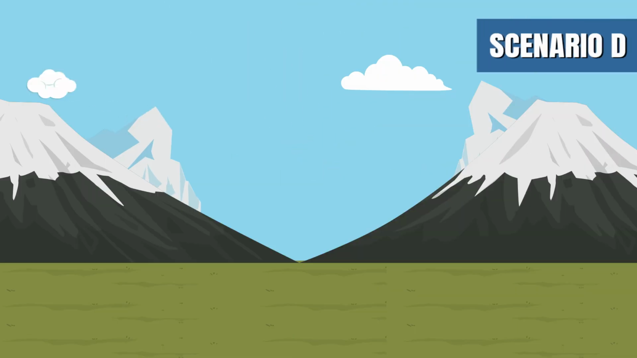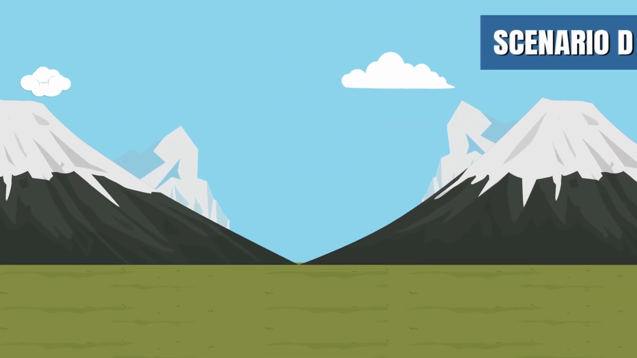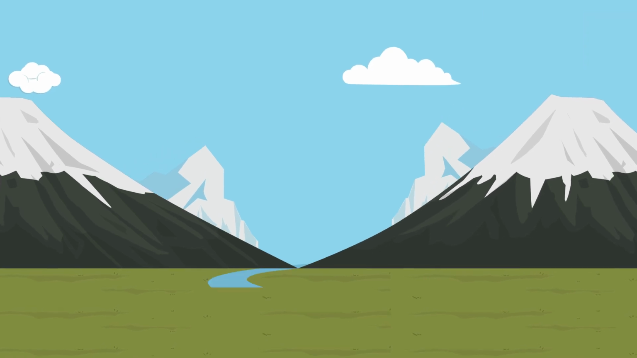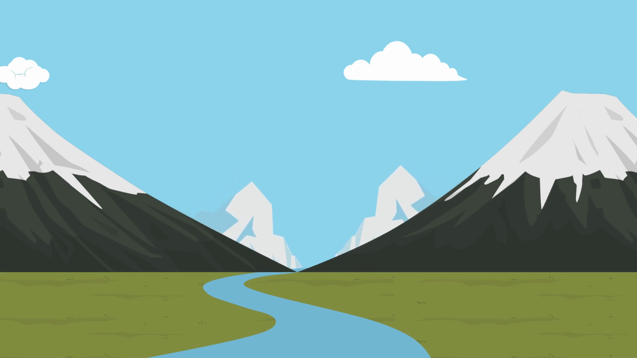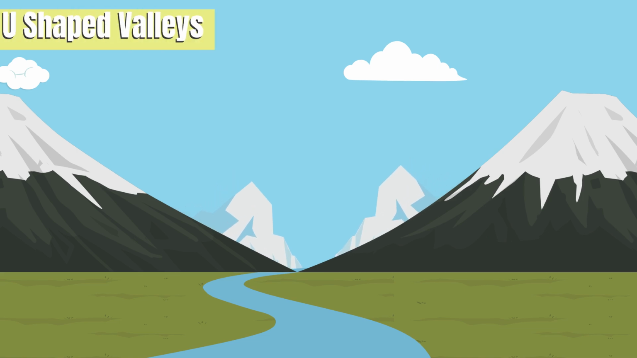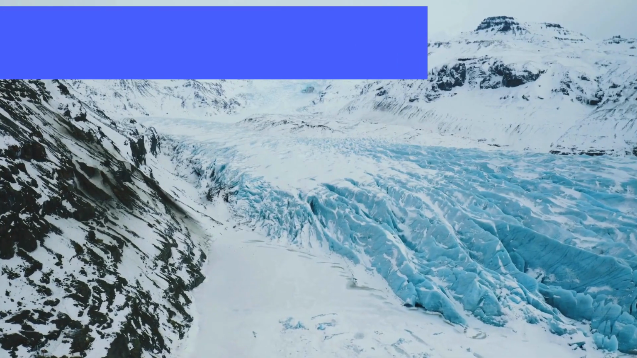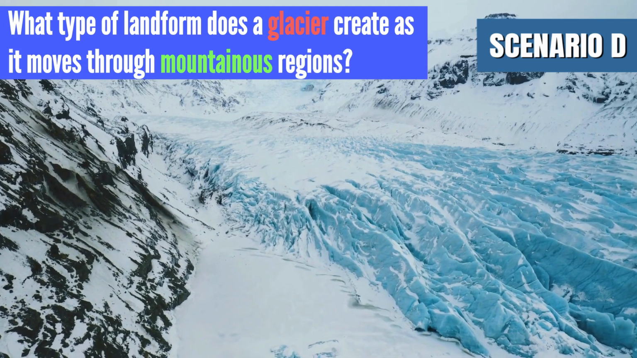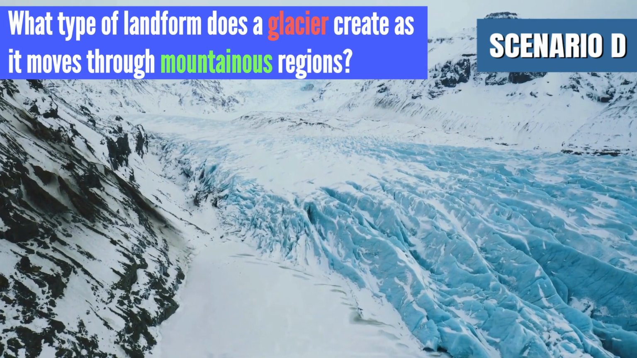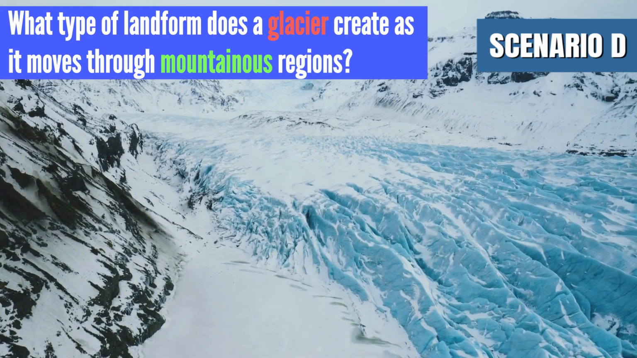Scenario D. A glacier moves slowly across a high mountain range, scraping the bedrock and carrying rocks and debris along with it. As the glacier retreats, it leaves behind a deep U-shaped valley. Guiding question: What type of landform does a glacier create as it moves through mountainous regions? Think about how ice erosion shapes the Earth's surface.